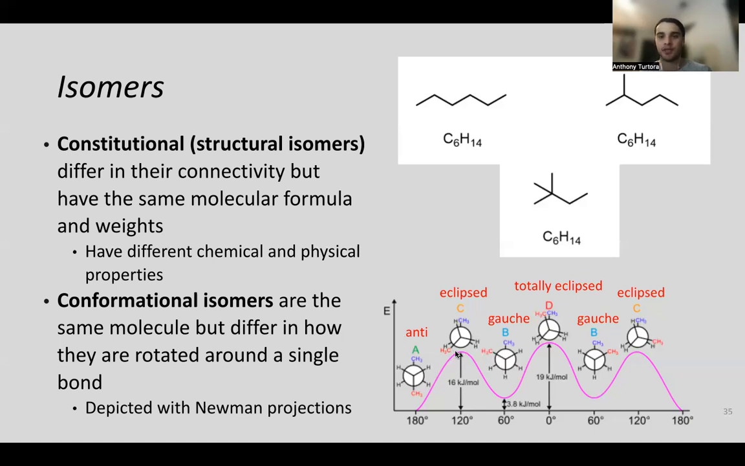Now gauche, I'm getting away from this interaction, but I'm getting closer to these 2 methyl groups. It's not anti, so it is a little more energetic and less stable. But now when I get totally eclipsed, so I have these 2 methyl groups completely eclipsed with each other, it's going to be very high in energy and very unstable.